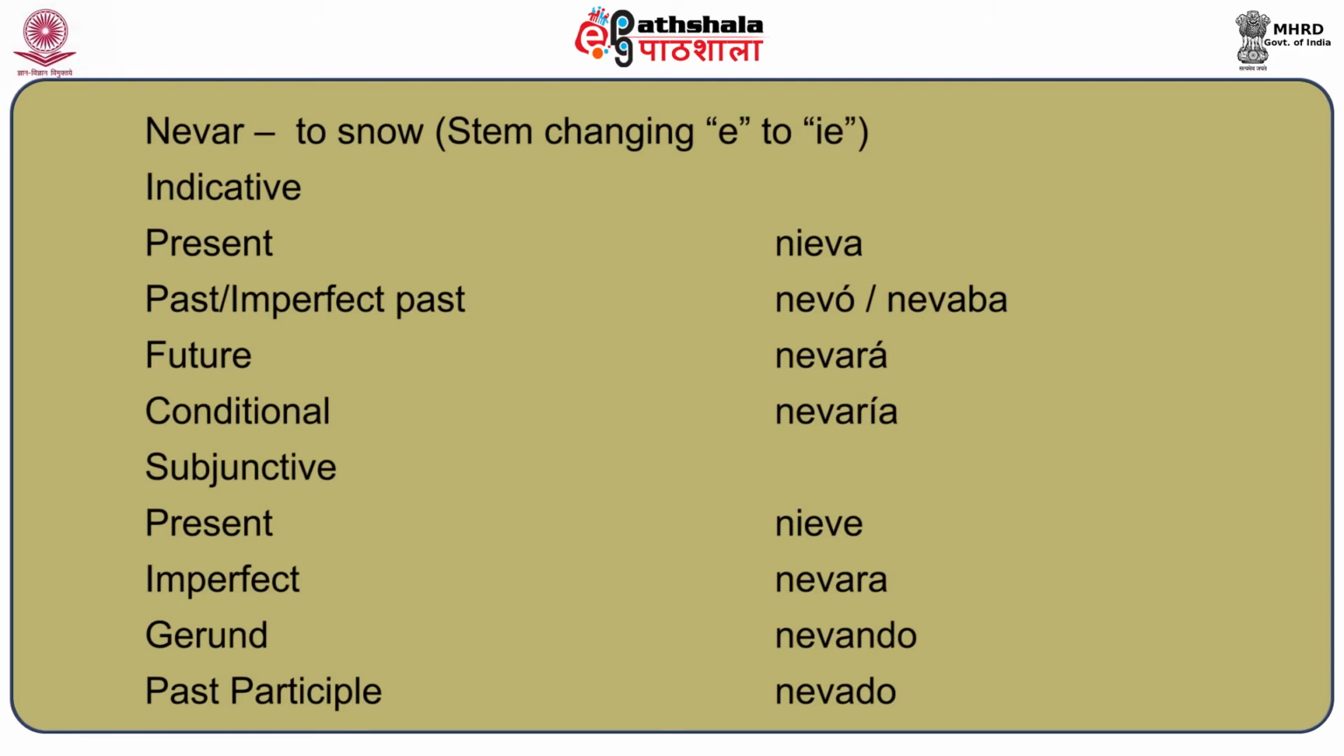Now let us see the subjunctive part for the same verb. The present subjunctive is nieve. The imperfect subjunctive is nevara. The gerund form is nevando and the past participle is nevado.